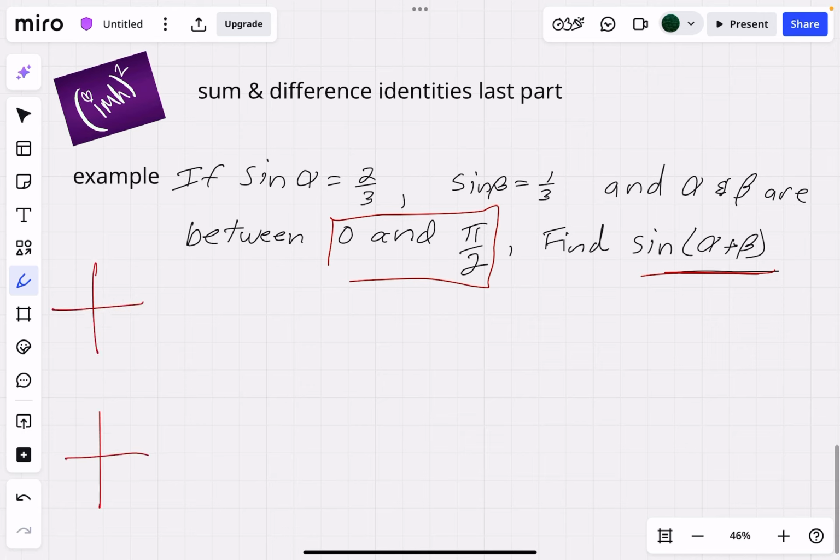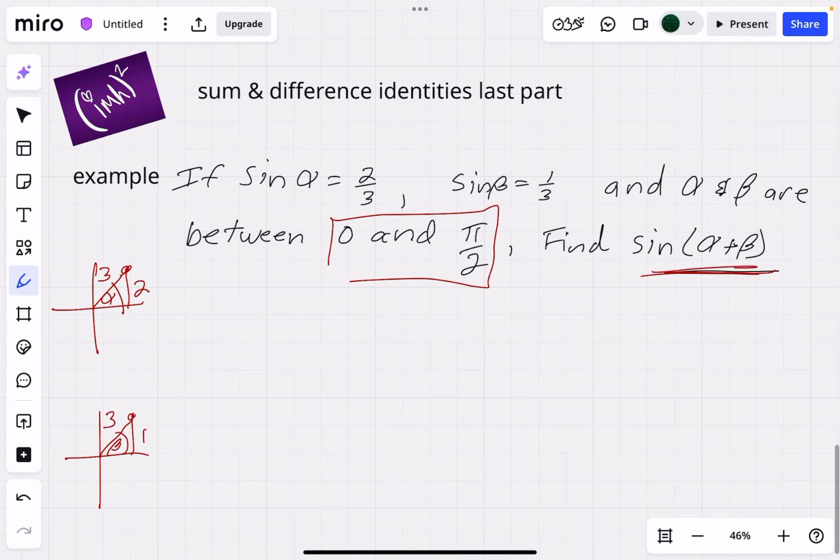And what I would suggest, just in the beginning, give yourself an idea of what you're looking at, right? We have some angle that we don't know right now. It's alpha, it's in the first quadrant, and its sine ratio or value is 2/3. Then we have another one, beta, and this one is also in quadrant 1, and this one is 1/3.